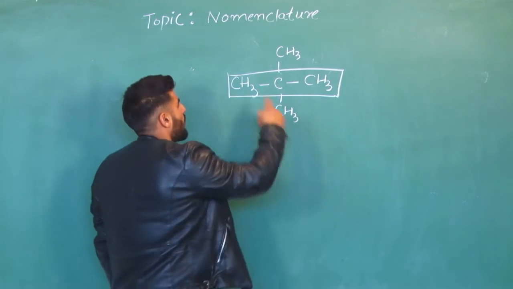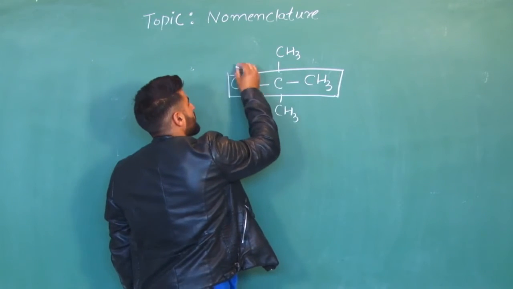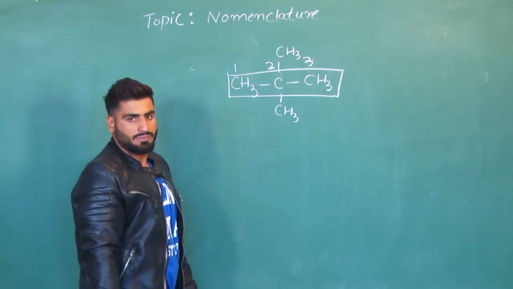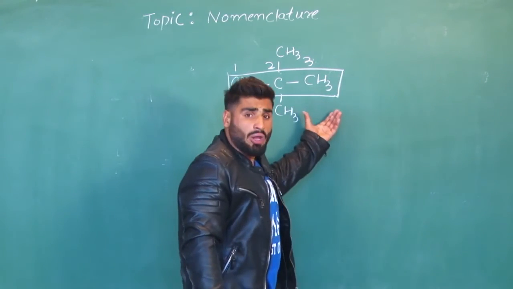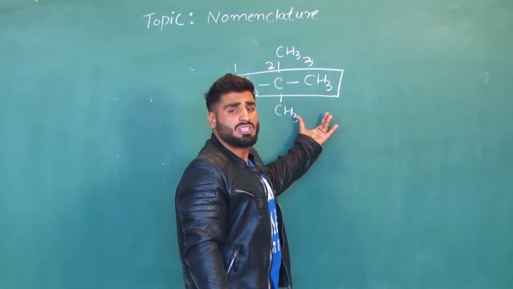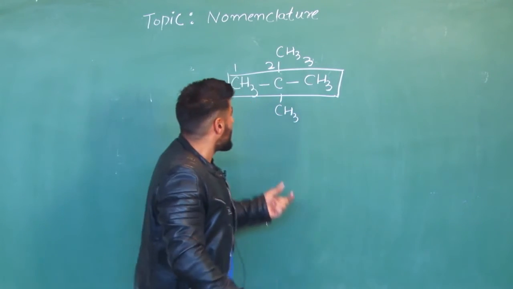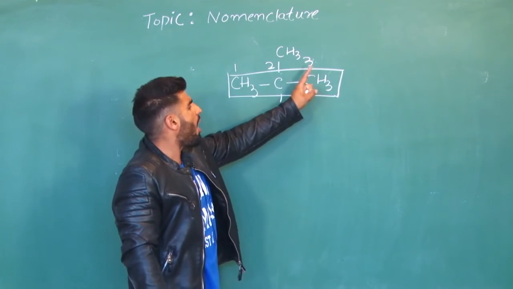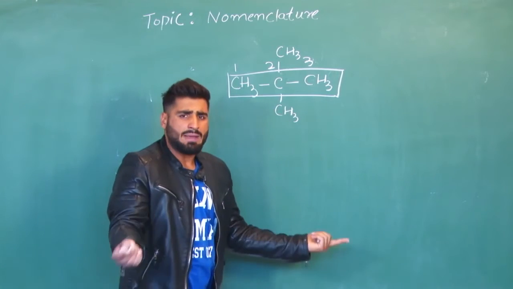Numbering 1, 2, 3. It is the same either way. Suppose I have to name this organic compound. It is a very simple organic compound. So this is the longest possible chain: 1, 2, 3 or 1, 2, 3. One of the same thing.